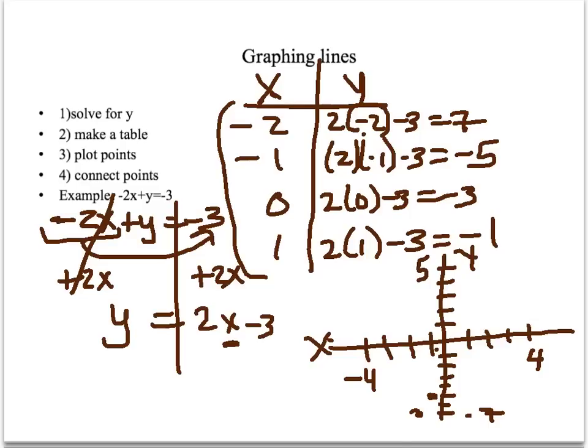When x is 0, y is negative 3. Right there. When x is 1, y is negative 1. So there are my points. And now the fourth step, I'm going to connect the dots.